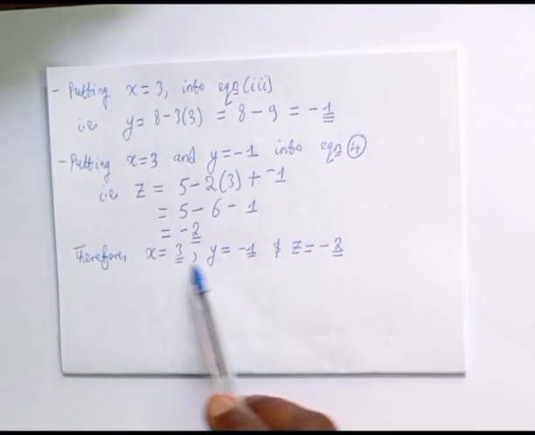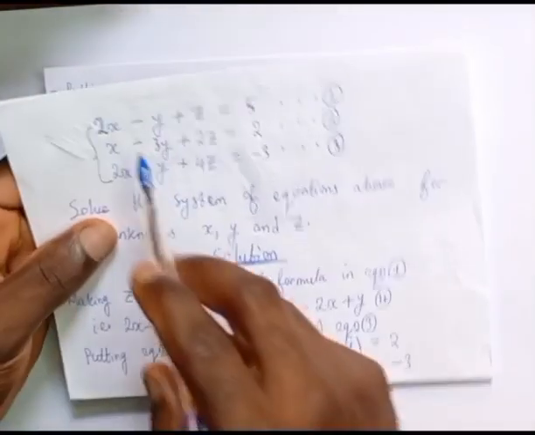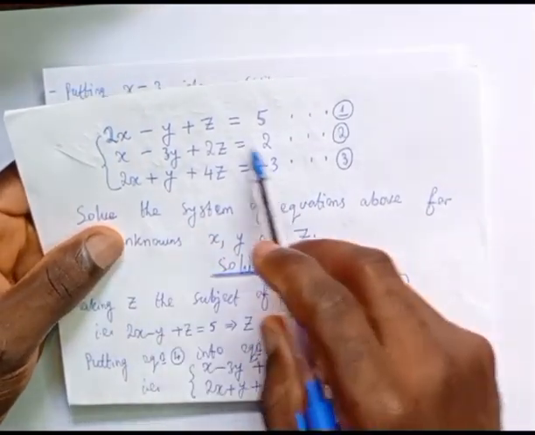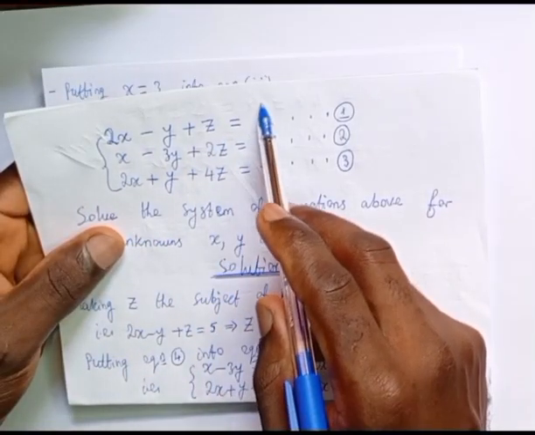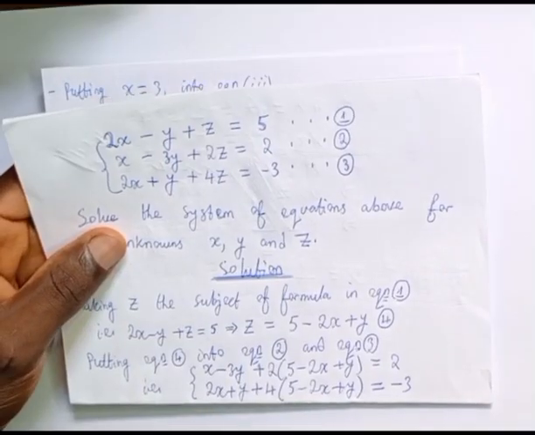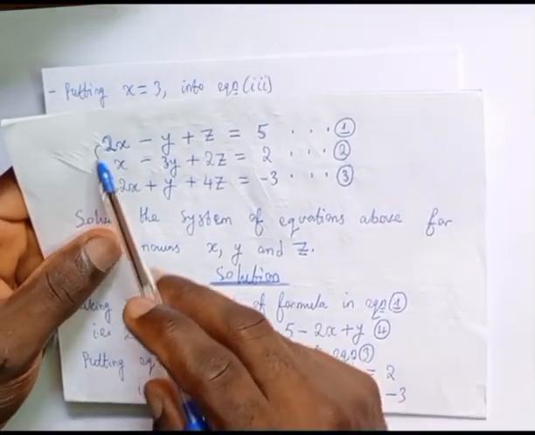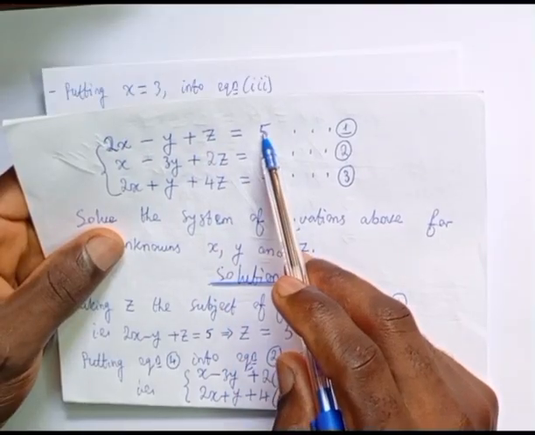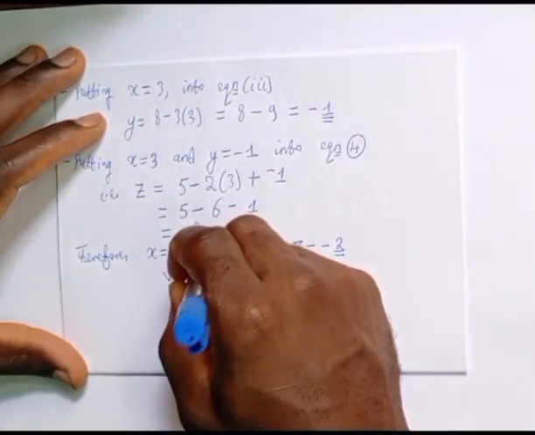With the values of x, y, and z, let's verify to see if these results are correct. So we are going to insert them at the left hand side of this our equation. Then we simplify to see if we are going to obtain the corresponding values at the right hand side. We are going to make use of one of the equations. Let's make use of equation 1 to see if we are going to obtain 5. Let's take the verification.